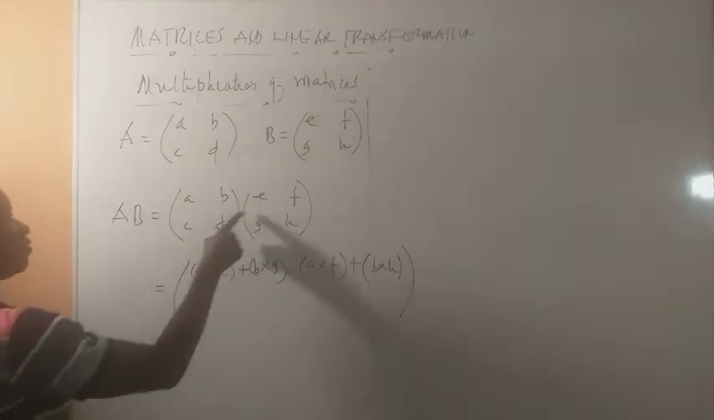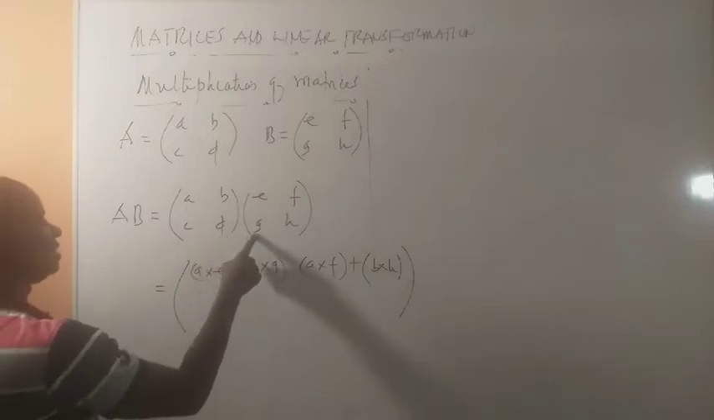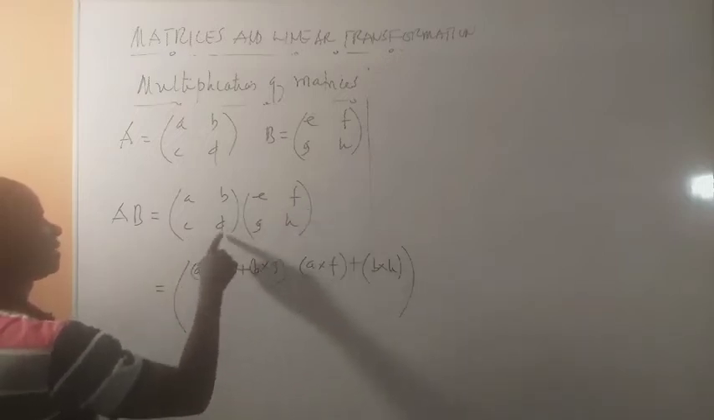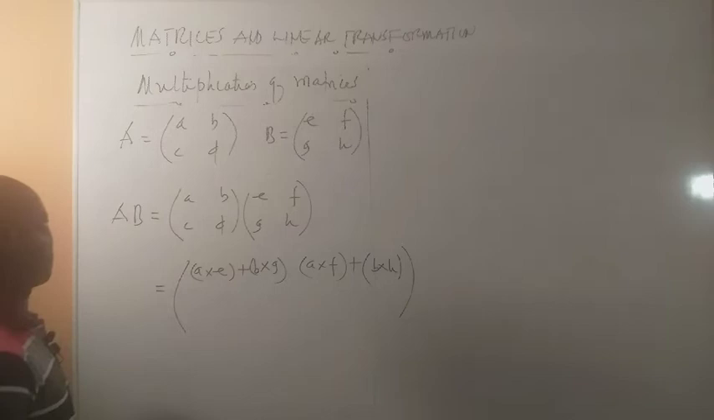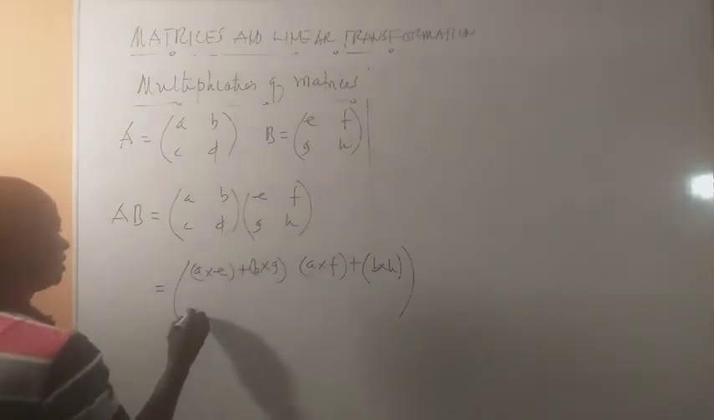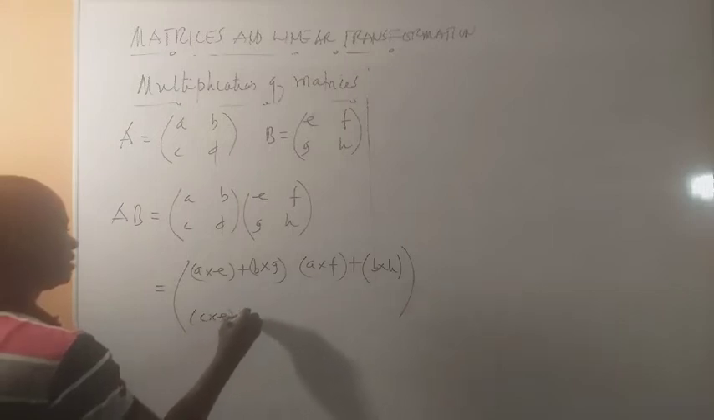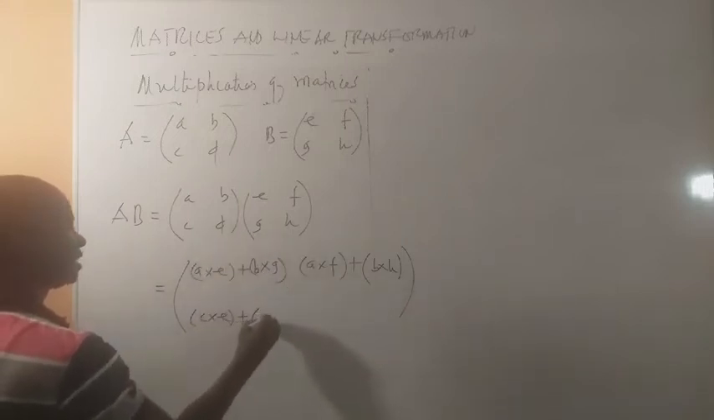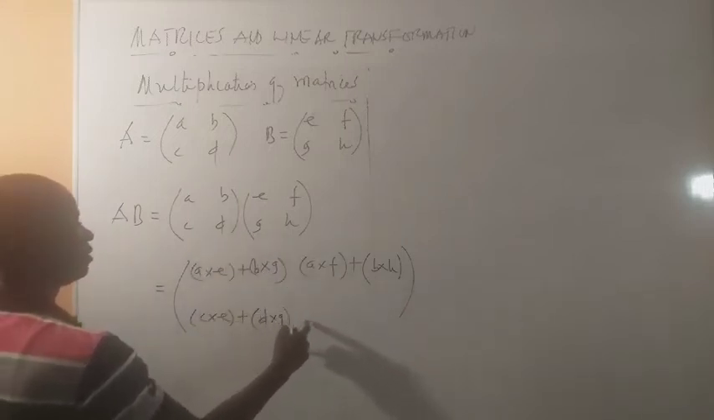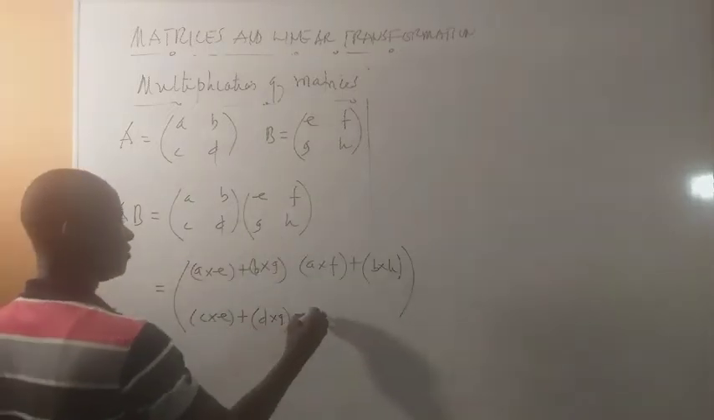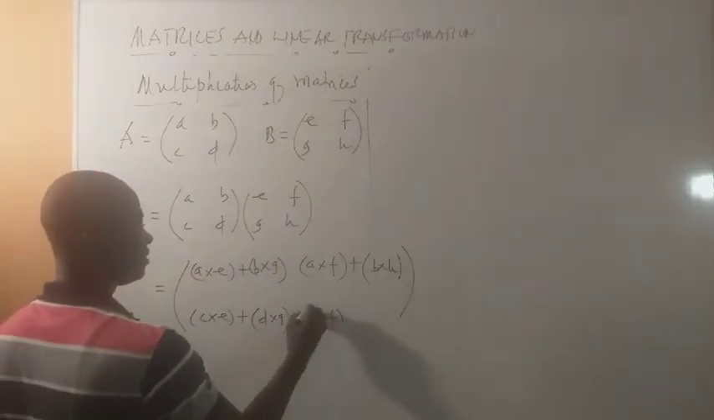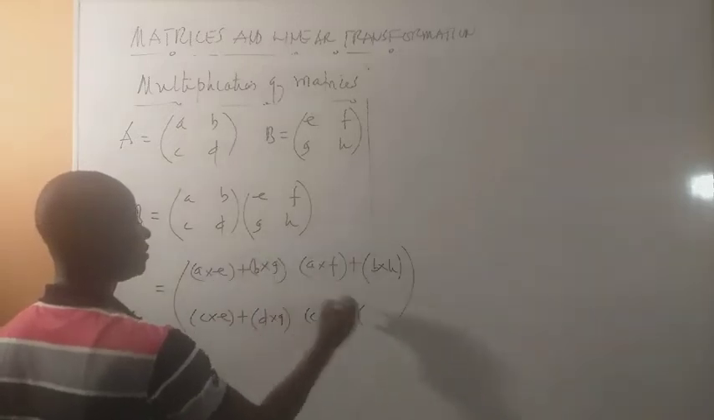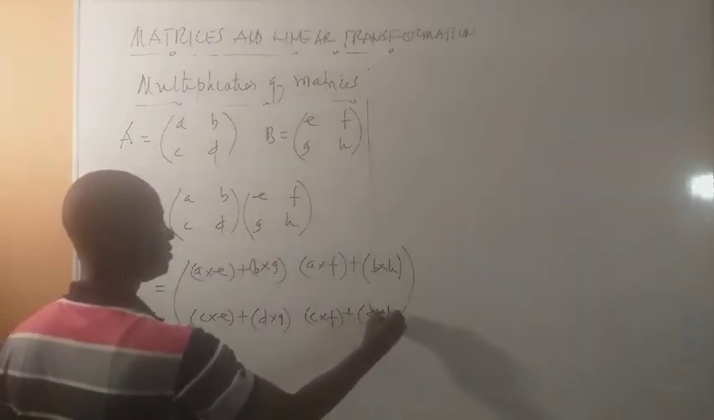So C will multiply E plus D times G, then C will multiply F plus D times H. That's how the multiplication of 2 by 2 matrices goes. So we have C times E plus D times G. Then you leave your space here, we have C times F, then D times H.